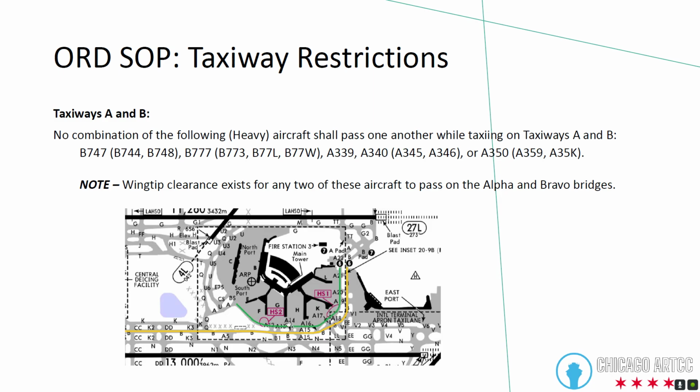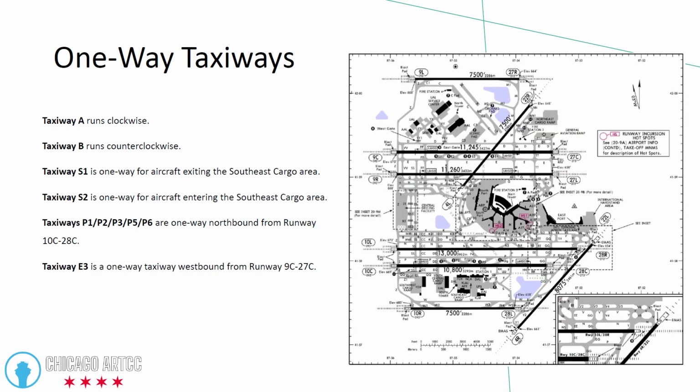Also, when you're thinking about the clockwise and counterclockwise flow of these taxiways, the clockwise flow of Alpha really extends to Uniform, and the counterclockwise flow of Quebec and Bravo. Taxiway Alpha runs clockwise, including, we'll say, Uniform, and Bravo runs counterclockwise, including Quebec.